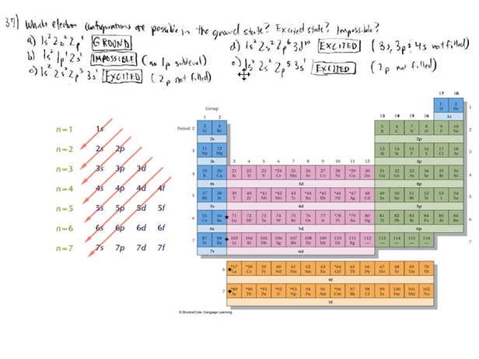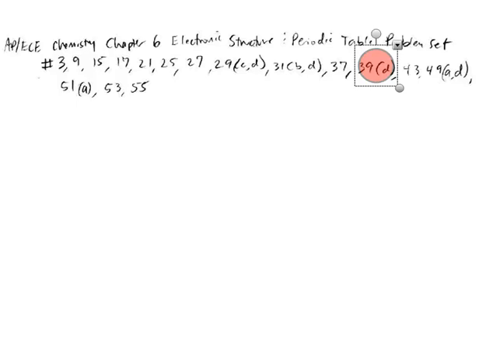For part E, you've got 1s2, 2s2, 2p5, 3s1. You have not filled 2p, and you have excited an electron to a higher energy level. Let's take a look at 39.